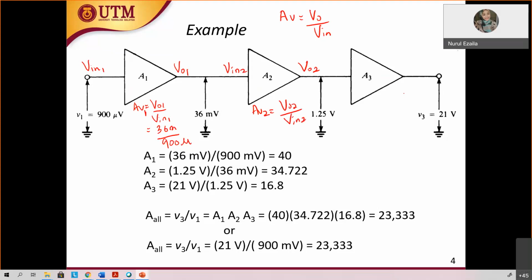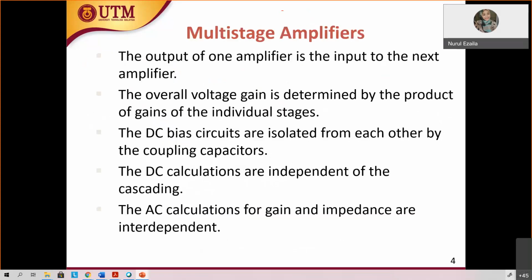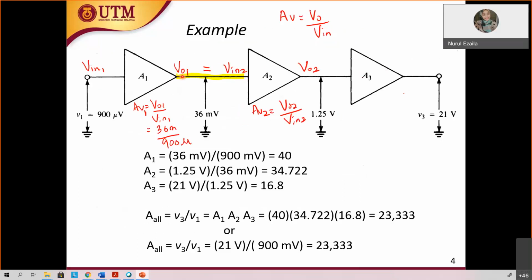If you can see from here, V out 1 and V in 2 are in a straight line, so actually V out 1 is equal to V in 2. This is what the statement means: the output of one amplifier is the input of the next amplifier. The output of stage 1 is equal to the input of stage 2. Therefore AV2 is equal to 1.25 volts over 36 millivolts. So this is what it meant.